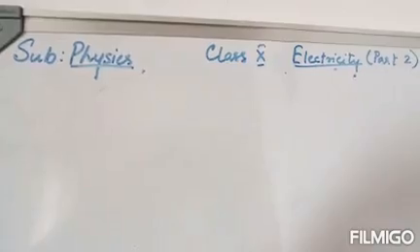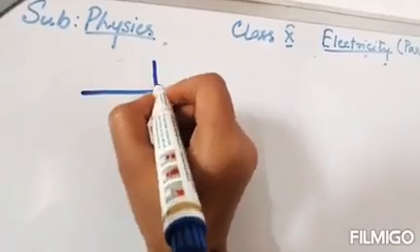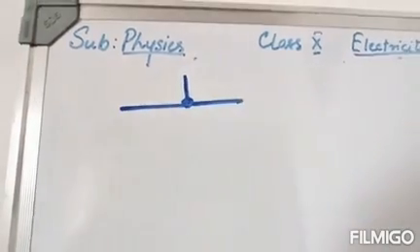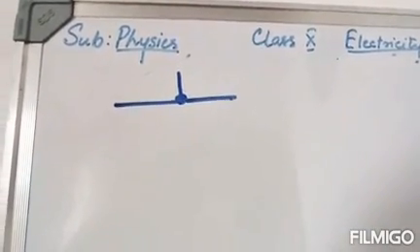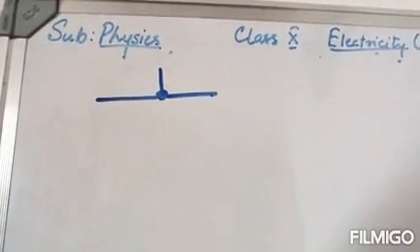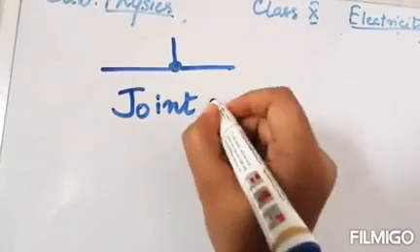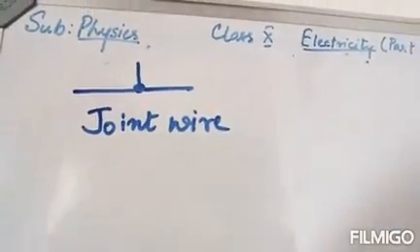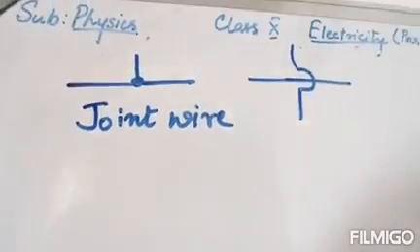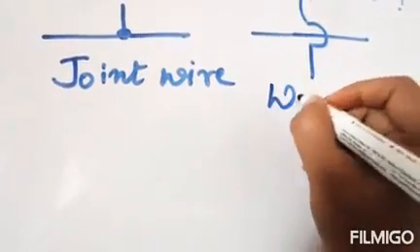Next we have wires. A wire is denoted by a straight line. When the wires are joined, we put a big dot, and this denotes a joint wire. But if a wire is just lying above another wire and is not joined, how will we represent it? Suppose this is one wire, and if another wire is not joined, we will put one notch. This is wire crossing.